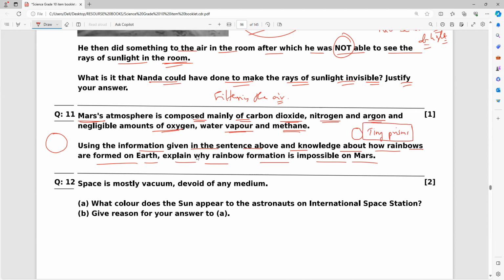Page number 167. Water droplets, the raindrops, work as tiny prisms, where light coming from the sun undergoes dispersion, followed by internal reflection, and again refraction. Please go through that. That is the answer. There is not enough water in the atmosphere to scatter the light. No water droplets are there.